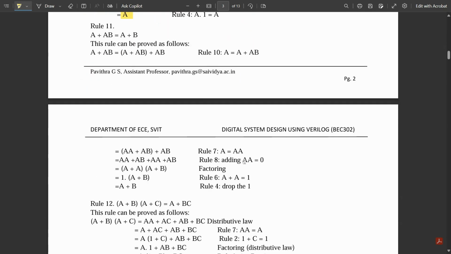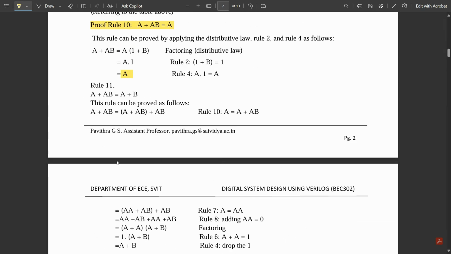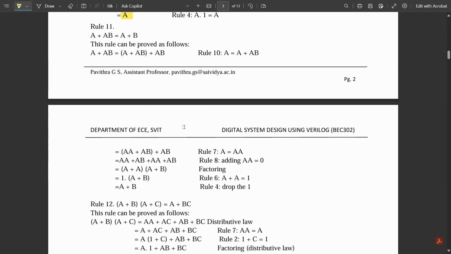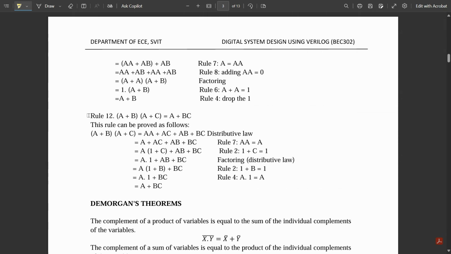Similarly, you see here, rule 12 and rule 11, I'm not doing it, just see this once. So see rule 12 now, that is A plus B into A plus C is equal to A plus BC. First, what they have done, they have multiplied each term, that is AA plus AC plus BA plus BC. So this is the first distributive law. Then A into A, according to rule 7, A into A is equal to A. So that A into A is equal to A, they have written it.